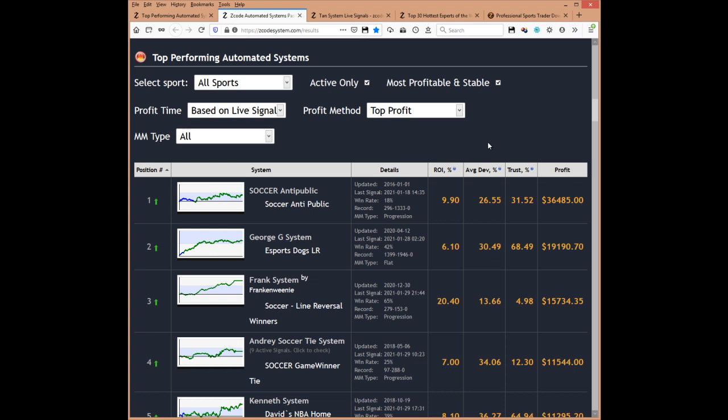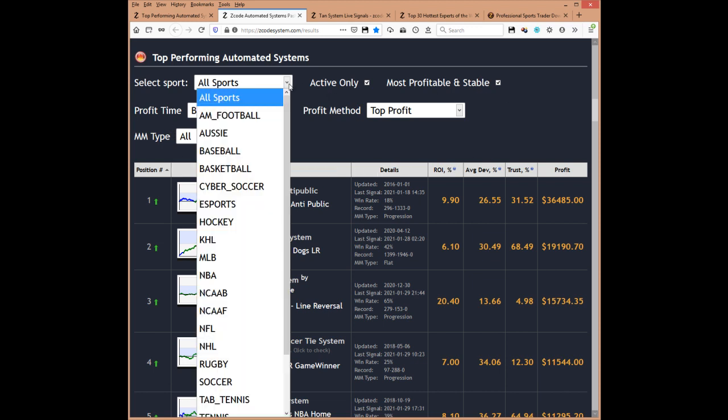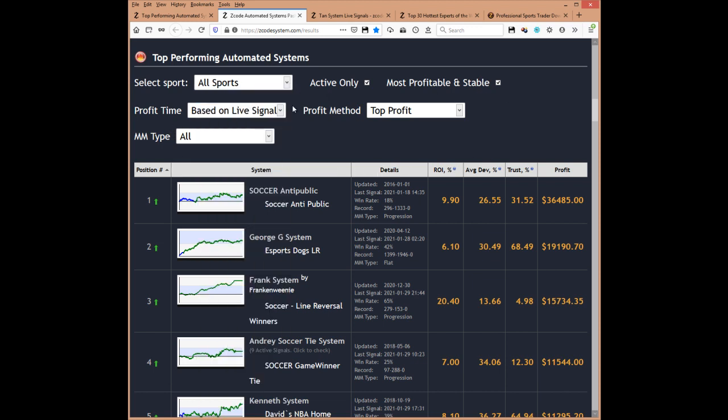Now, right at the top of this systems list, you'll notice these filters and related dropdowns with various options. What we definitely want to focus on first is how to use these filters in order to select systems and then sort your list in the most effective manner so that you can start to follow the most profitable systems right off the bat. So let's get started.